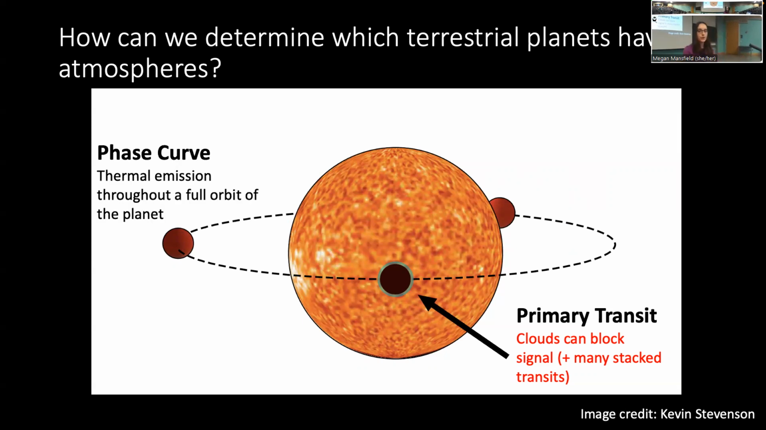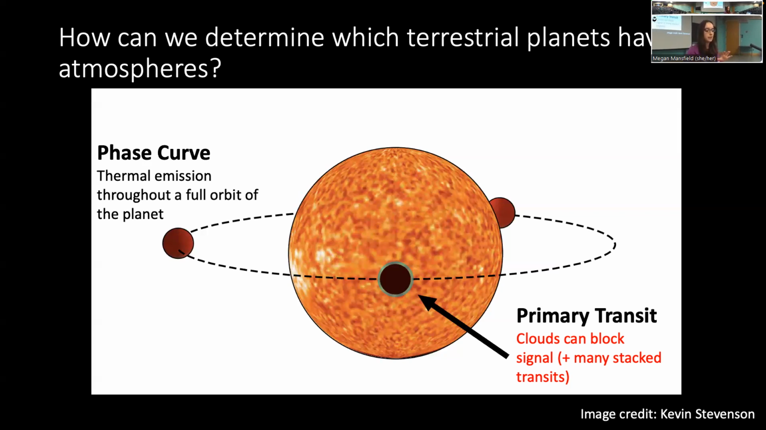So another way you could look for an atmosphere on a terrestrial planet is you could observe a phase curve, where you're observing the thermal emission from the planet as it goes through one orbit around the star. So for the planets that are in habitable zones, they're interior to the habitable zone around M-dwarfs. They're fairly close in to the star. So generally, we assume that they would be synchronously rotating. So they'll have one constant day side facing the star and one constant night side facing away.